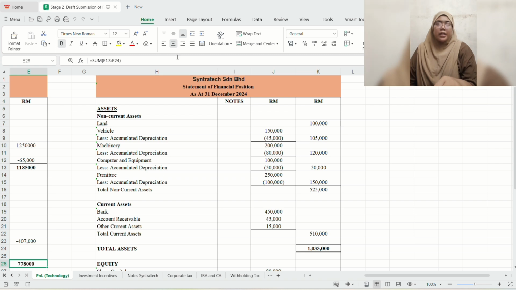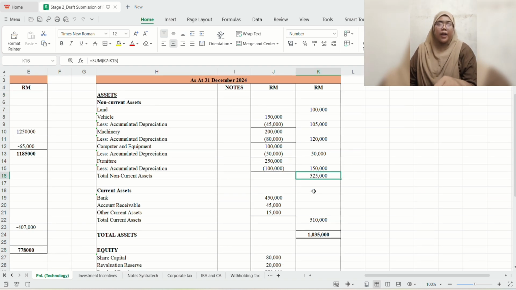And then this is our technology company statement of financial position as at 31st December 24. We can see right here our company has non-current assets, which are land, vehicle, machinery, computer, equipment and furniture. We total all after less accumulated depreciation and get 525,000 for all non-current asset items. Meanwhile, for current asset we have bank, account receivable and other current asset. Then total all get 510,000. After that, we total our non-current and current asset and get amount 1,035,000.